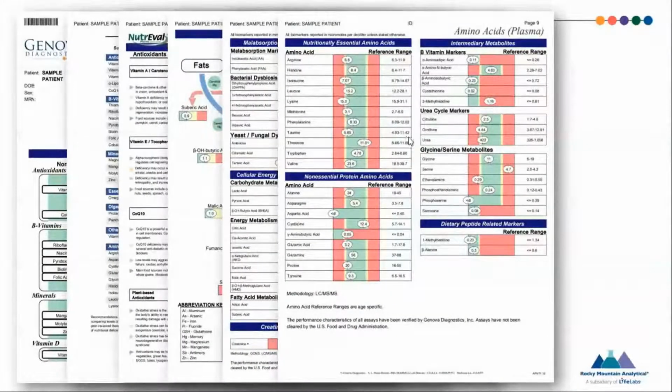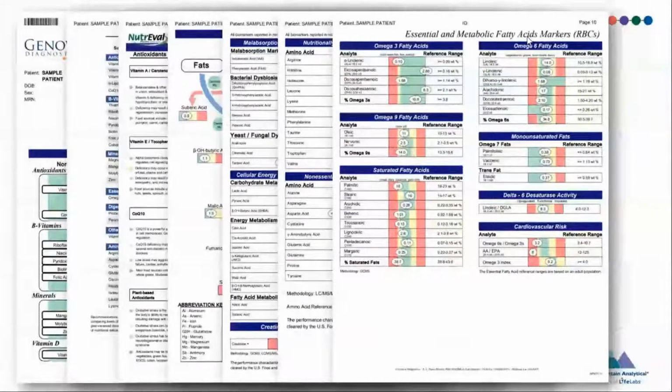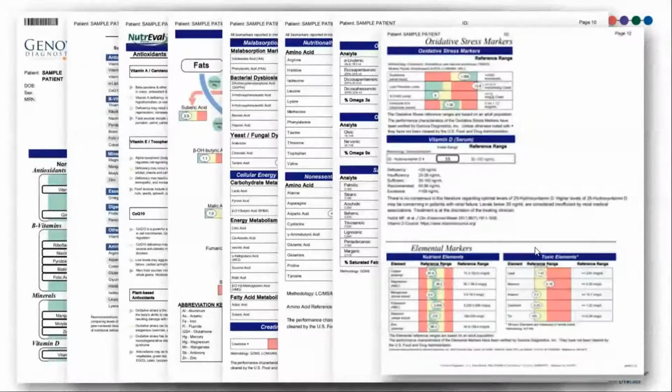And then the amino acids. This amino acid is a plasma. We'll also look at what the amino acid first morning void urine looks like. Very, very similar. And then, of course, the essential and metabolic fatty acid markers from red blood cells, where we look at things like omega-3 fatty acids and omega-9 saturated fats. So we'll dig into that as well. And then finally, the oxidative stress markers, as well as the elemental markers, so nutrients and toxics from blood. So those are the components.